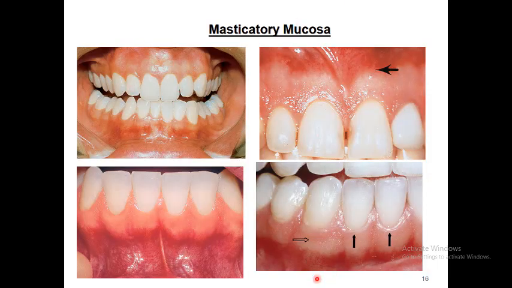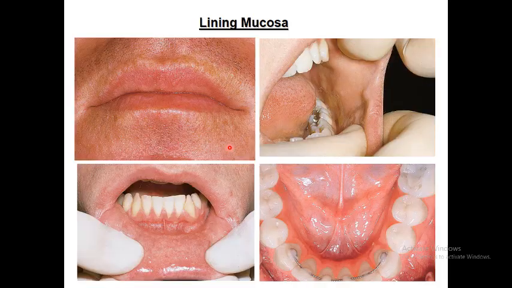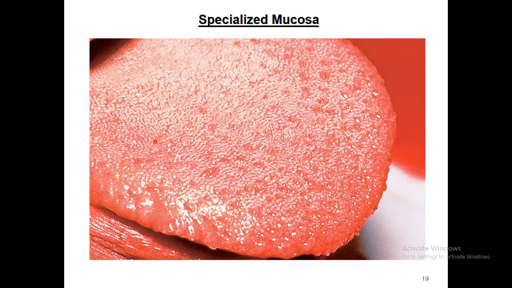So this is the masticatory mucosa, which is confined to the bony parts like the gums, and also the hard palate. This is the lining mucosa which covers the soft parts like the lips, the cheeks from inside, the inferior surface of the tongue, the floor of the mouth. It's called lining mucosa. This is non-keratinized stratified squamous epithelium. And lastly, the dorsum of the tongue is covered by specialized mucosa, taste buds, for perception of taste sensation.